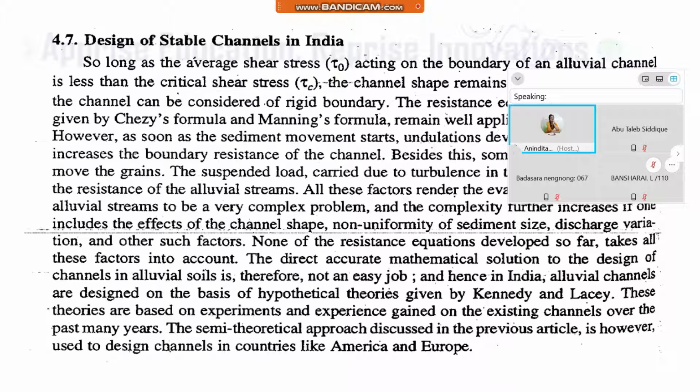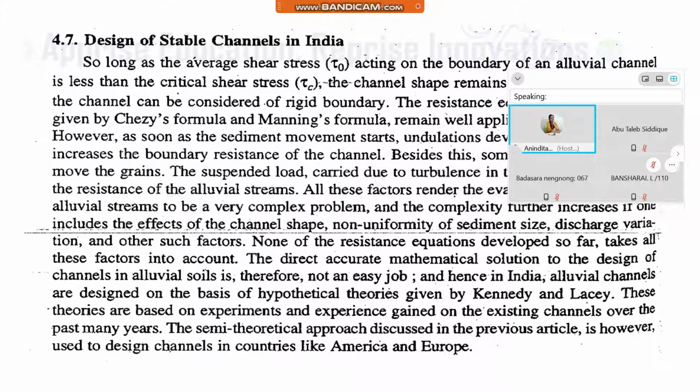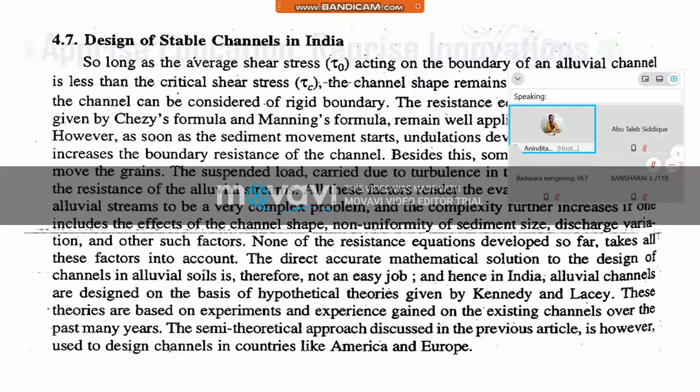Next, design of stable channels in India. So long as the average shear stress acting on the boundary of an alluvial channel is less than the critical shear stress, the channel shape remains unchanged and hence the channel can be considered of rigid boundary. The resistance equations such as those given by Chezy's formula and Manning's formula remain well applicable to such channels. However, as soon as the sediment movement starts, undulations develop on the bed which increases the boundary resistance of the channel. Besides this, some energy is required to move the grains.